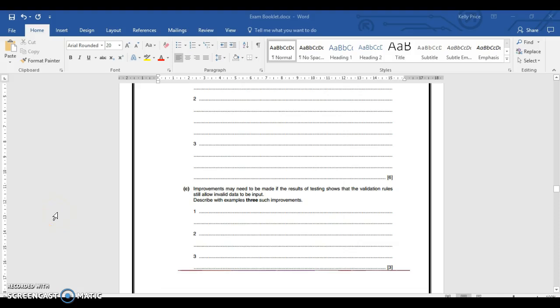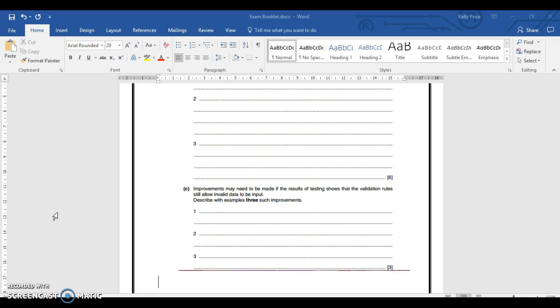Okay, so continuing with the testing and validation rules. Obviously in the other question you were concentrating on normal data. So you should know that when it comes to testing validations, it should be looking at normal, extreme, and abnormal data. The problem is at the moment it says improvements may need to be made if the results of the testing show that the validation rules still allow invalid data to be input.